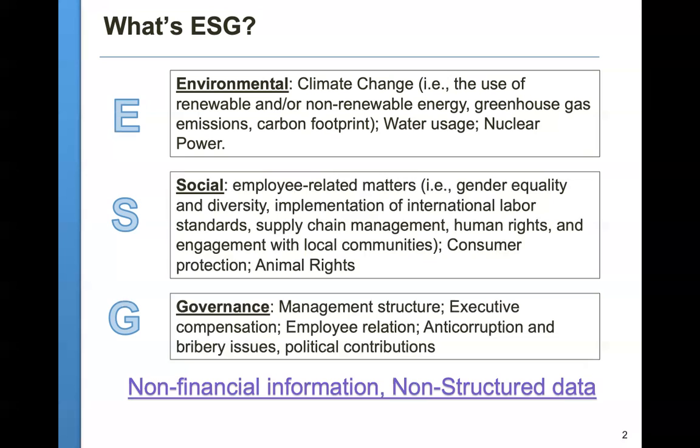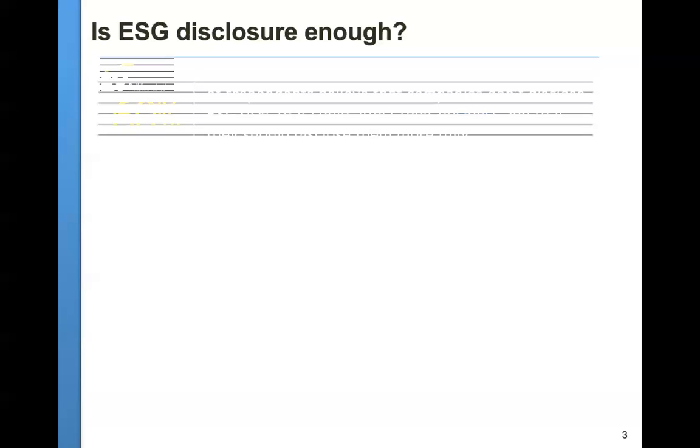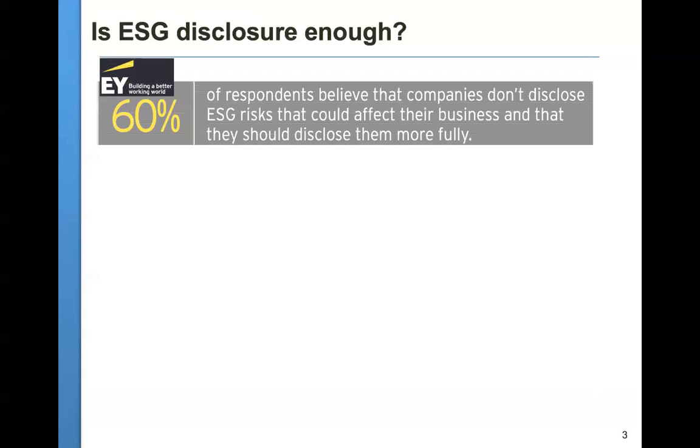But due to the importance of ESG nowadays, it seems like we have to solve this problem because there is high demand for ESG information. Here I just collect some media news and surveys to see whether the ESG disclosure is enough. According to our previous description, we know that there are lots of difficulties in constructing ESG information.